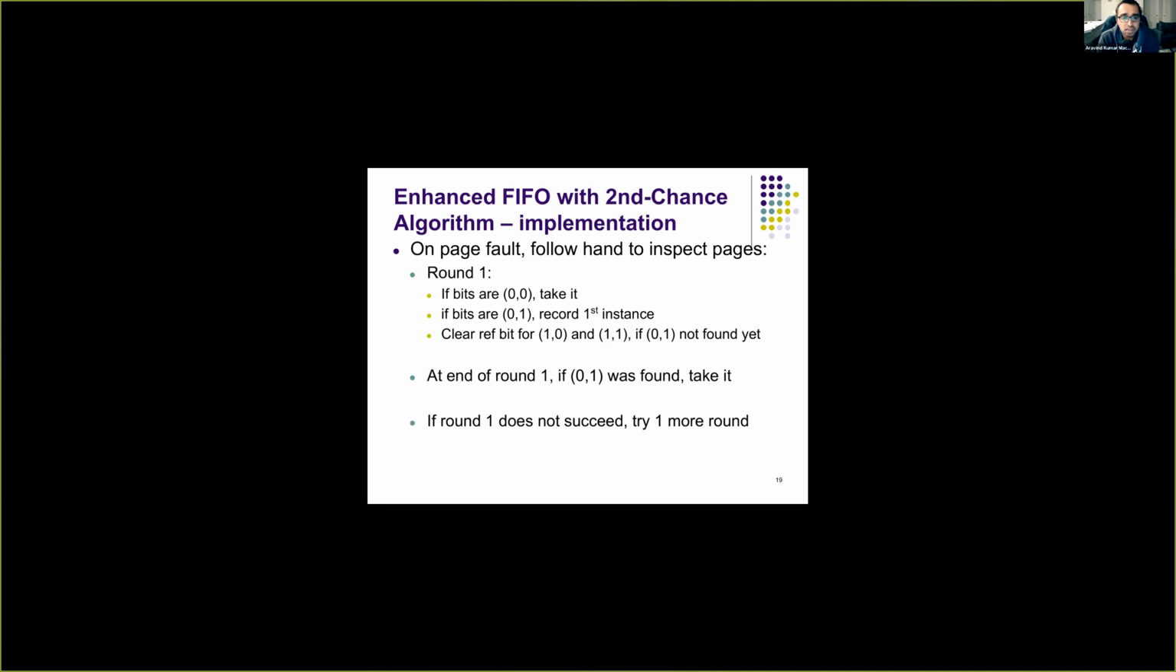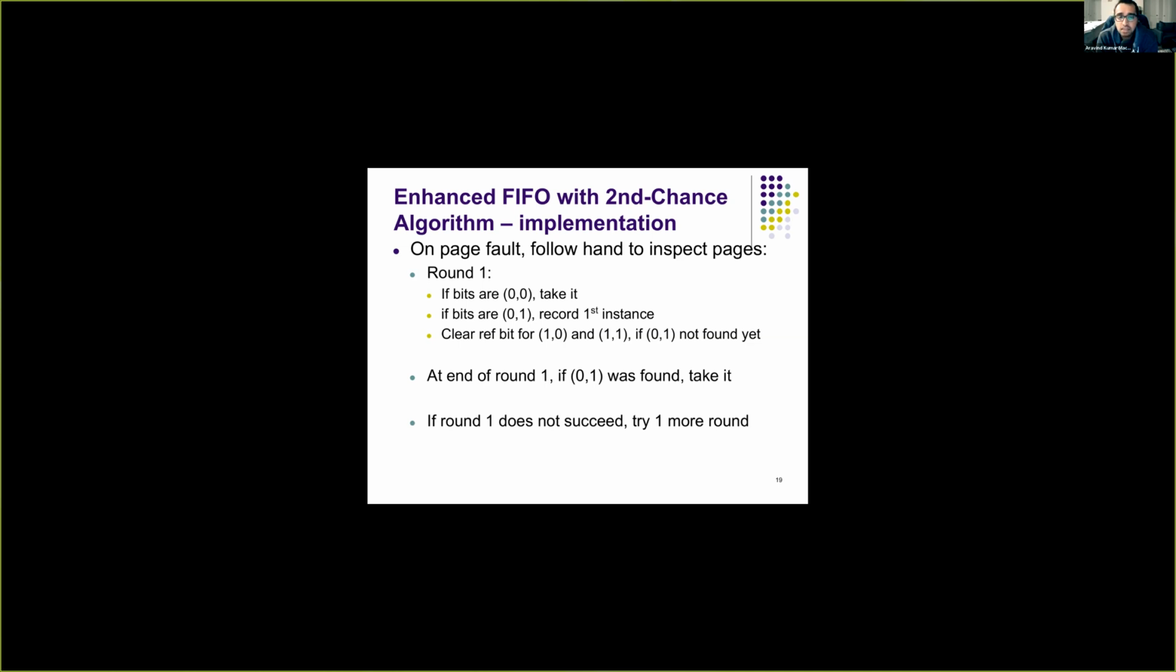Let's say we did not find that page. We found a page that has bits 0 and 1. Basically, it's not referenced, but it is modified. So we just record that as the first instance. This is the second chance part of the technique. So we just record that instance and we continue scanning the pages.